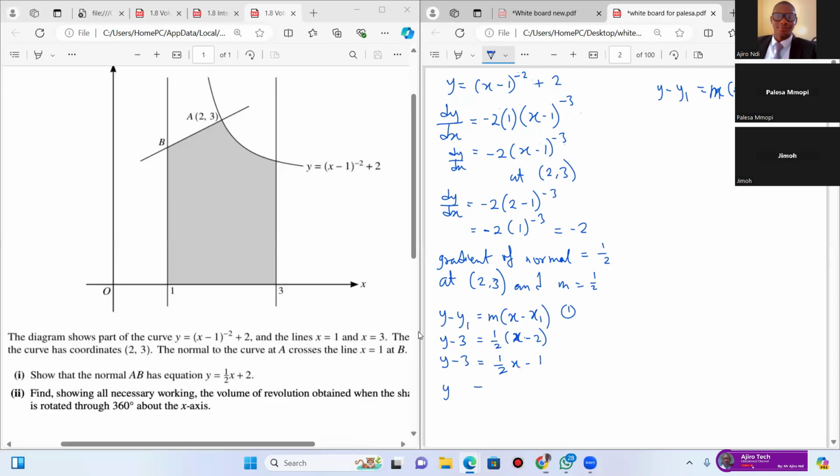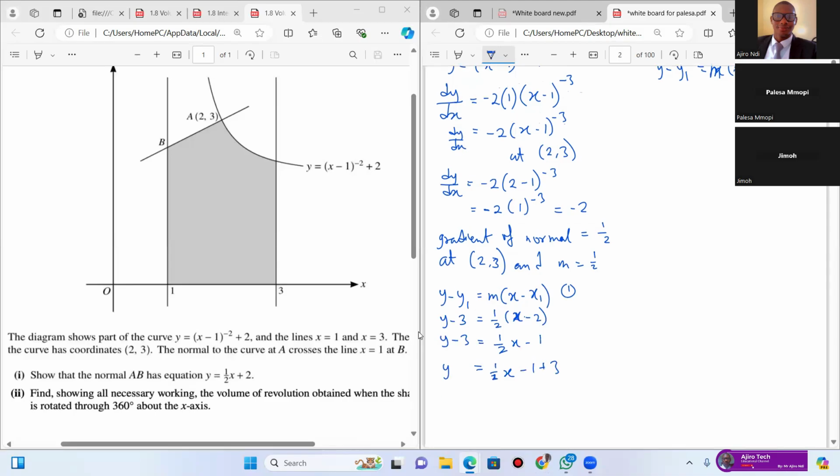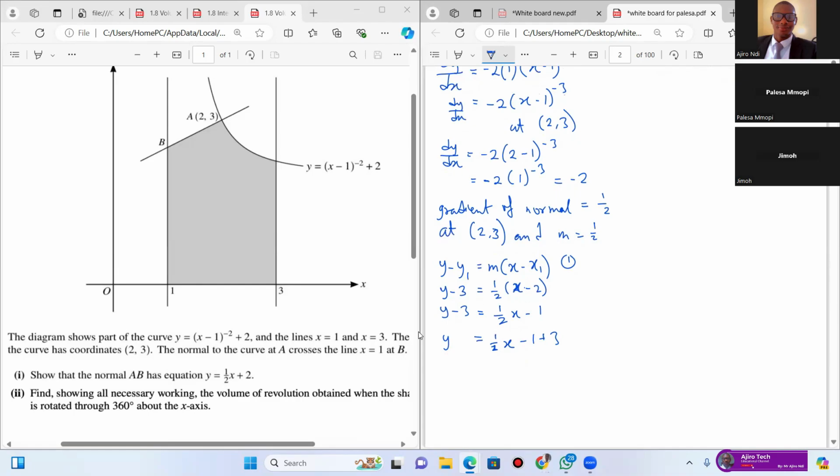So y equals half x minus 1 plus 3. So that means y becomes half times (2 minus 1) plus 3, which is 2, right? Good. So you have just got that one. So that is the solution to that.